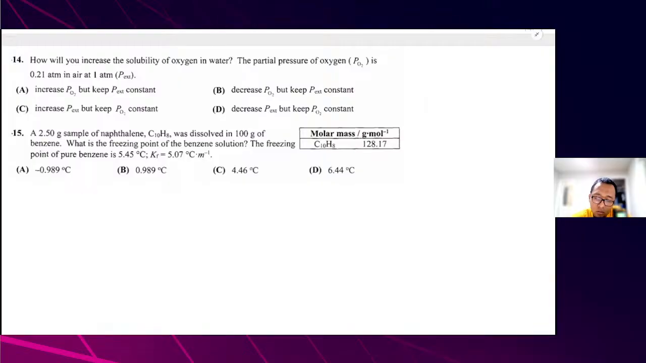To increase the solubility of oxygen, remember P, C, and K. So this is the solubility. To increase solubility, we need to increase the pressure. Okay, increase the pressure. O2. So we can eliminate option B and D.